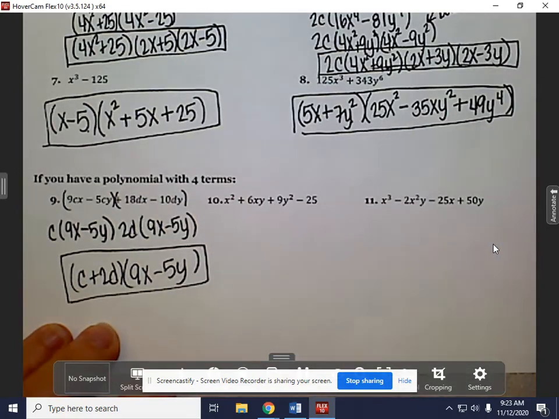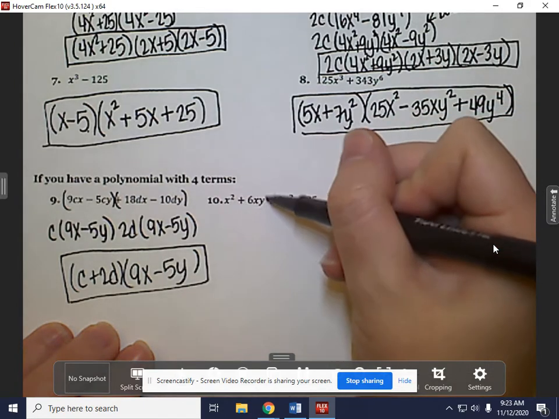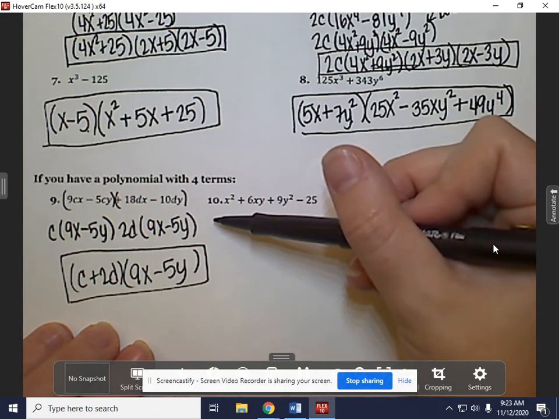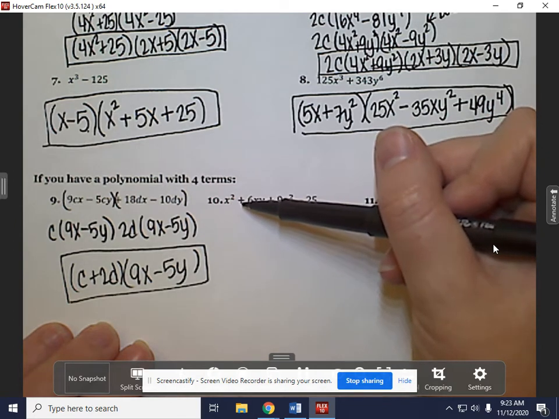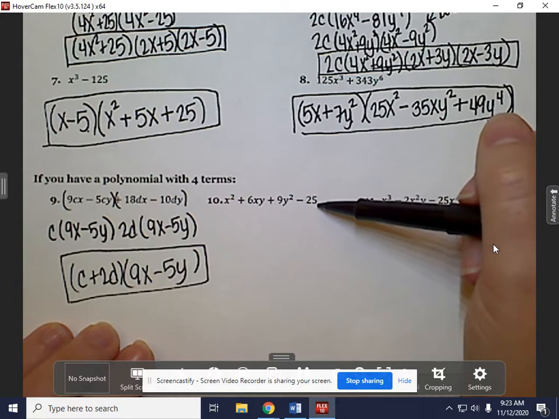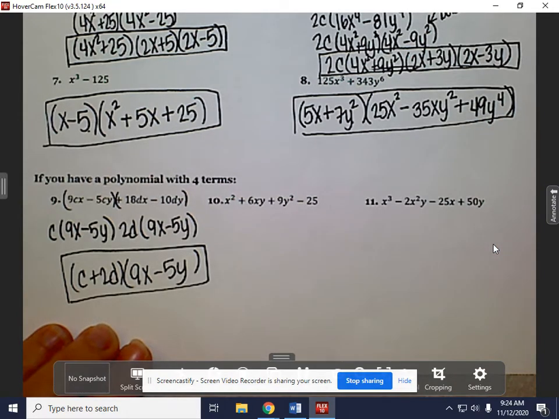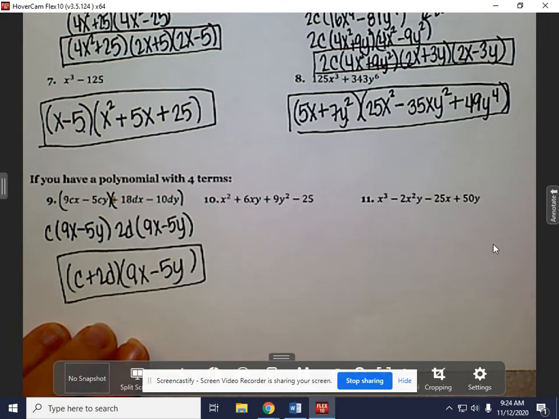So what's going to happen is you're like, okay, I know how to group, and you're going to go to number 10. And if you try to group number 10 the same way, it's not going to work. So if I try to group it with just like 2 and 2, I would have a GCF of x in the first, and I'd be left with x plus 6y. But over here, there's no GCF, but it's a difference of 2 squares, and it's all sorts of confusing. So if you try to do a problem and it doesn't work, try to group it a different way.